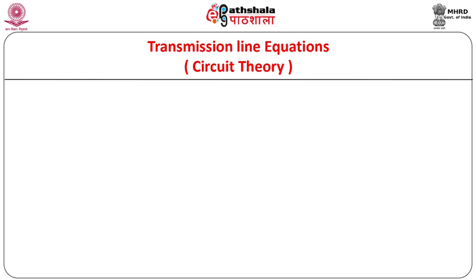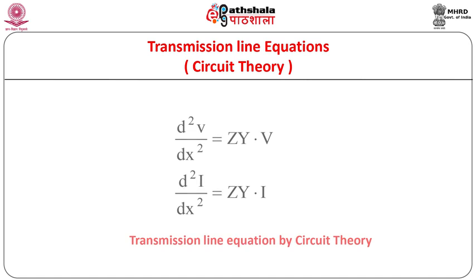Assuming the transmission line to be uniform with no variation of y or z with x, we have dz by dx equal to 0. Thus, we get the desired transmission line equations as shown. Note that these equations can be shown to be the same as those obtained from Maxwell's equations, that is, by using field theory. Let us see how.